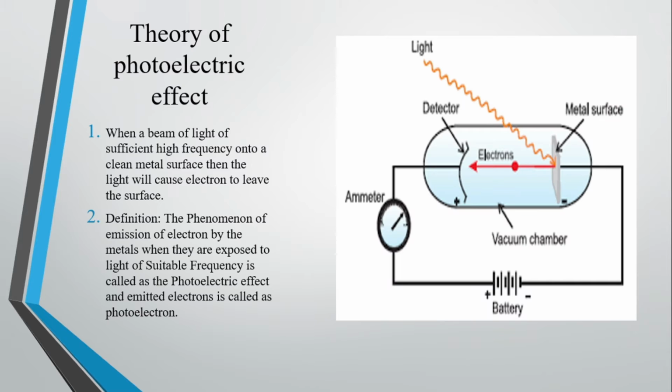Next, here is the theory of the photoelectric effect, and the diagram depicts the working of the photoelectric effect. When a beam of light of sufficiently high frequency is incident on a clean metal surface, the light will cause electrons to leave the surface. The definition of the photoelectric effect is the phenomenon of emission of electrons by metals when they are exposed to light of suitable frequency. An emitted electron is called a photoelectron.